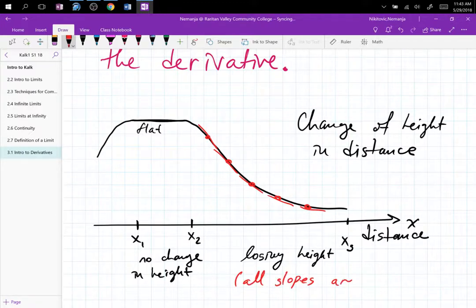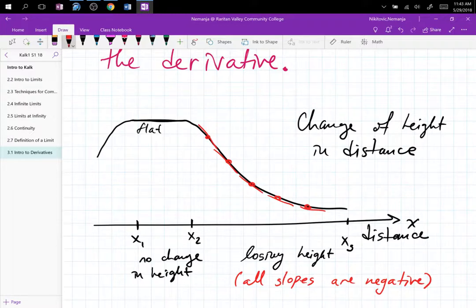All slopes are negative. Now, it's not just that I want you to observe that all slopes are negative, but I also want you to observe how much negative they are. The more negative, the steeper the fall.